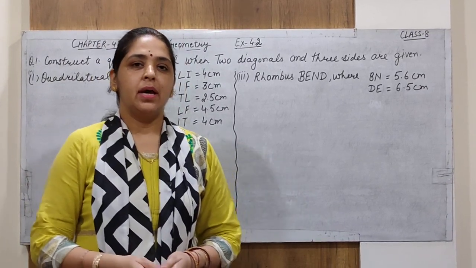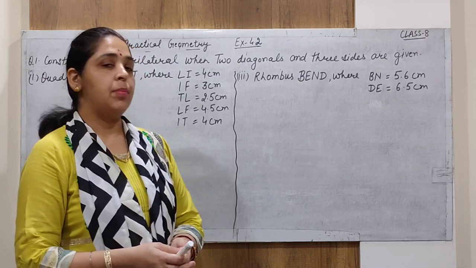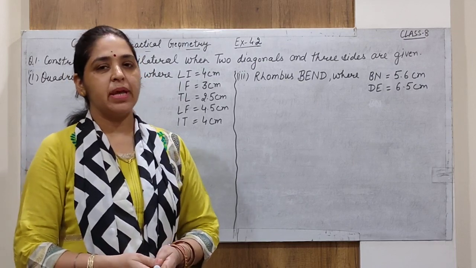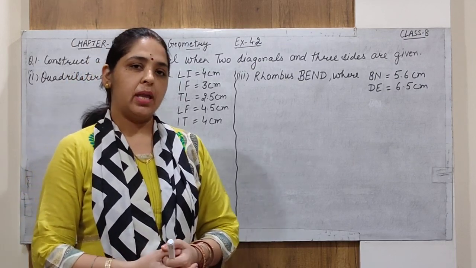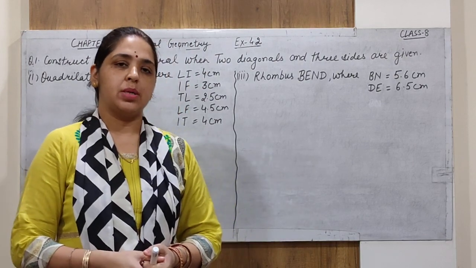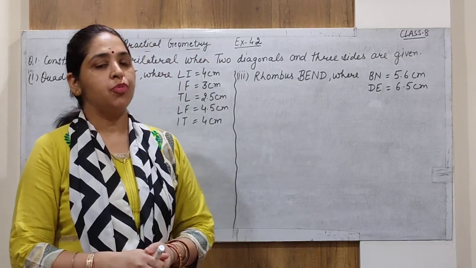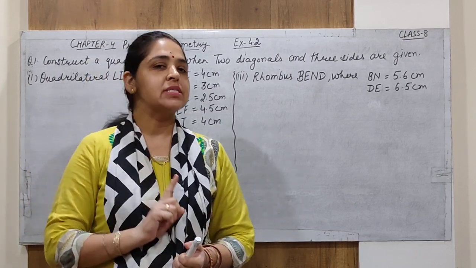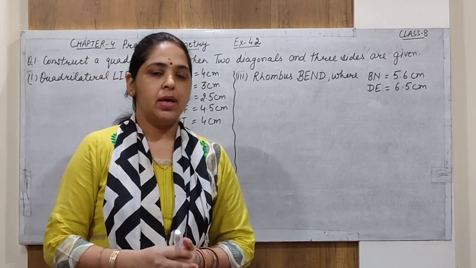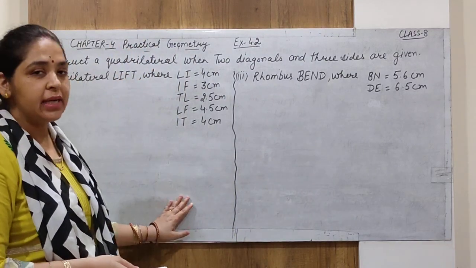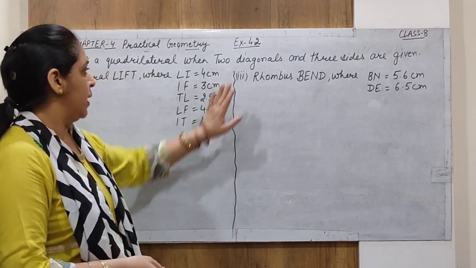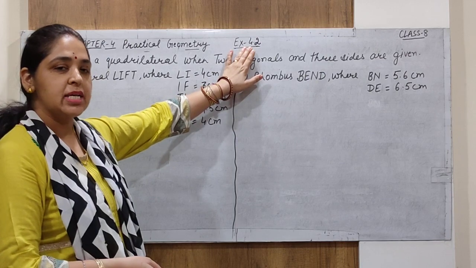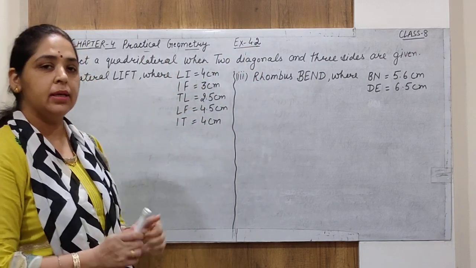Hello students. Yesterday we discussed practical geometry exercise 4.1, in which we constructed quadrilaterals where one diagonal and four sides are given. That is the first type of quadrilateral. Now let us start with the second type of quadrilateral, related to exercise 4.2 of practical geometry.